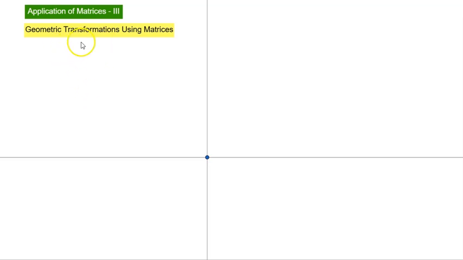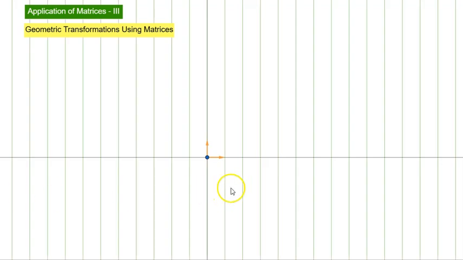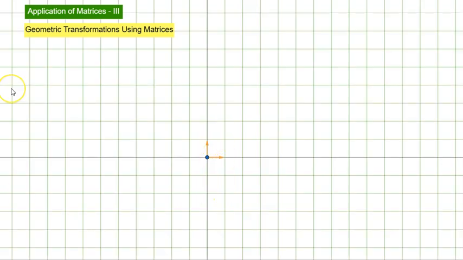In the previous two sessions, we have looked at application of matrices in chemistry and physics. Now let's look at its application in geometric transformations. So let's say we have this x-axis and y-axis. Let's have these two basis vectors on those axes, and let's form a grid based on this basis vector. Let's apply the identity matrix to this grid.